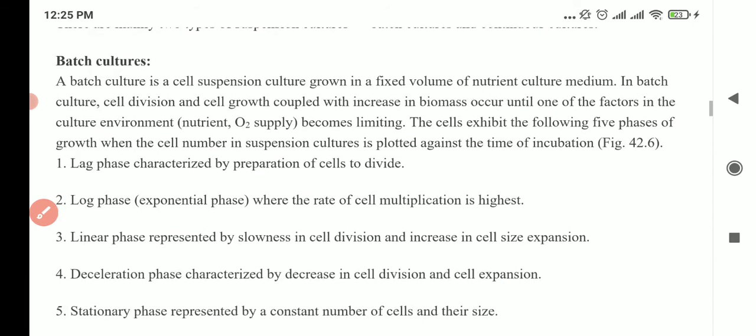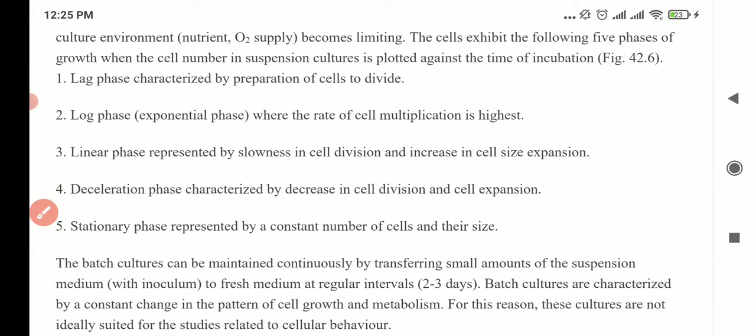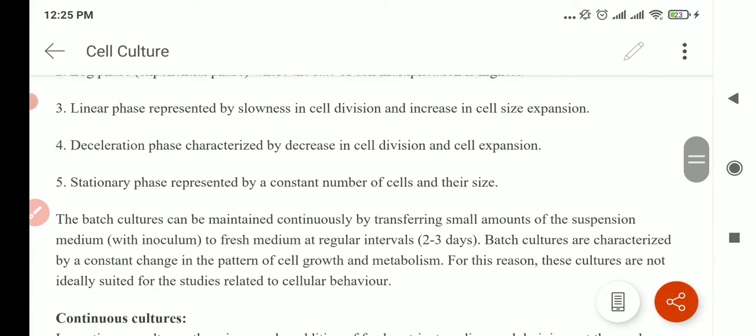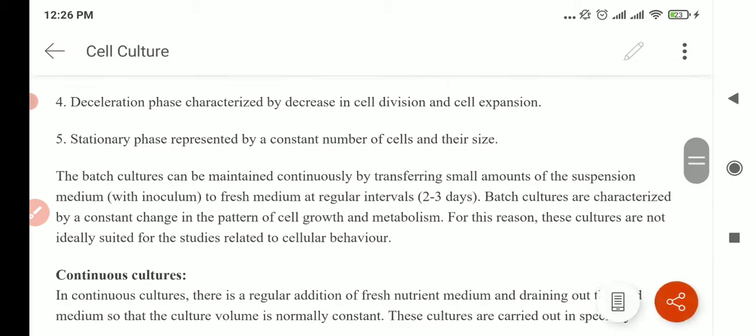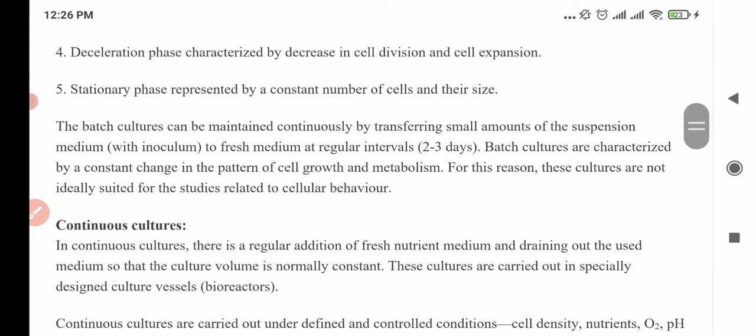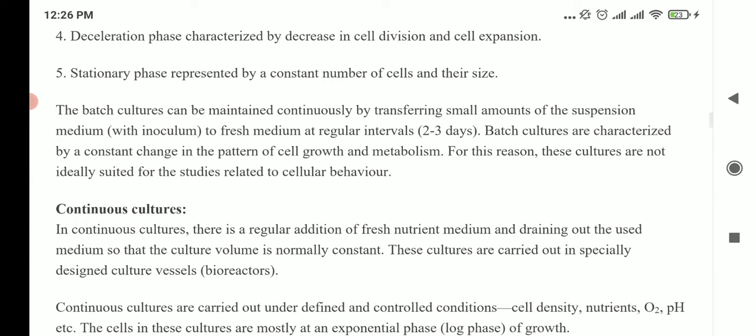So the lag phase, log phase, this one you know how the cells will grow. Just go through, you will remember again, and you will realize that whatever we study, everything's interrelated. What you studied in 4th sem, it's coming now here. So you can maintain them by transferring them to a fresh medium at regular intervals. And here they say only 2 to 3 days, because the cells grow very fast.